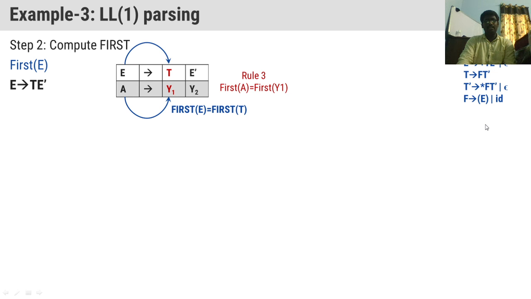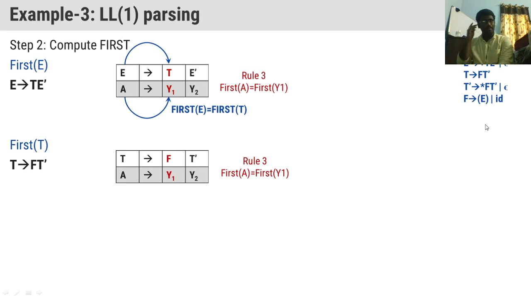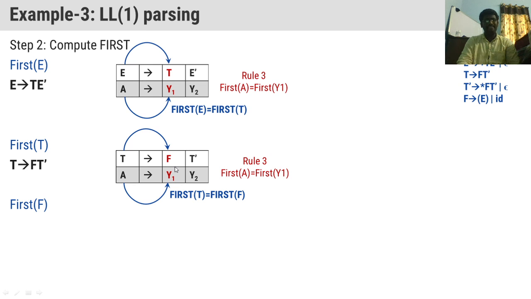So first of E equals first of T, because T is also a non-terminal. Then first of T equals first of F, because F is also a non-terminal. See, when we are finding first of E, we are jumping to the first of T, and to find out first of T, we are moving to F and finding out first of F. Why? Because they are non-terminals.